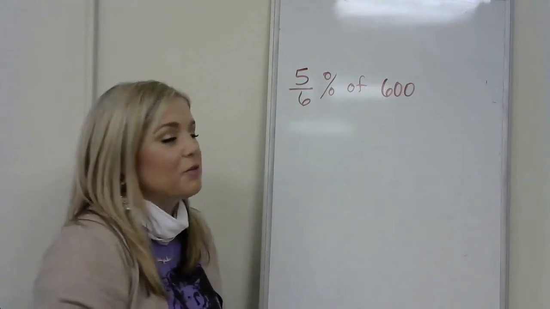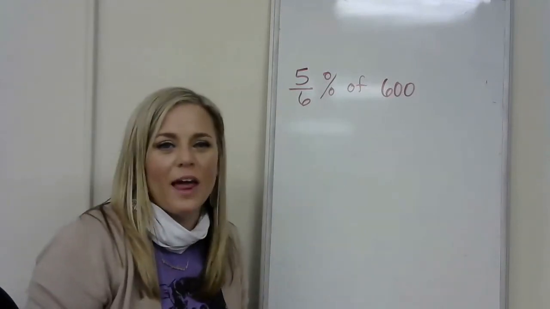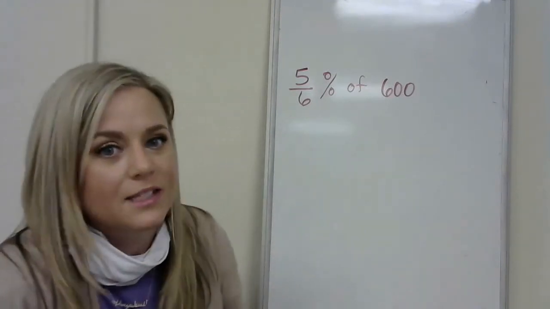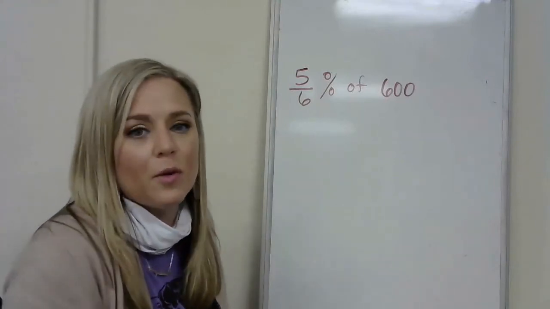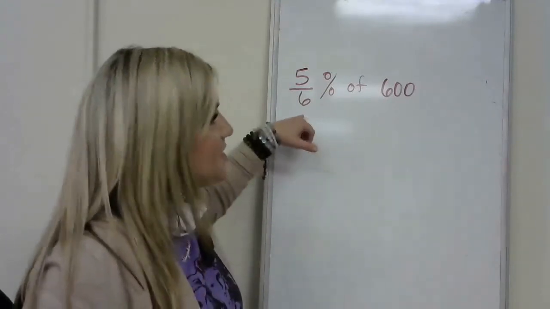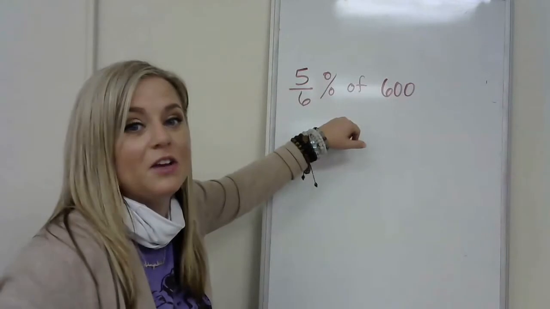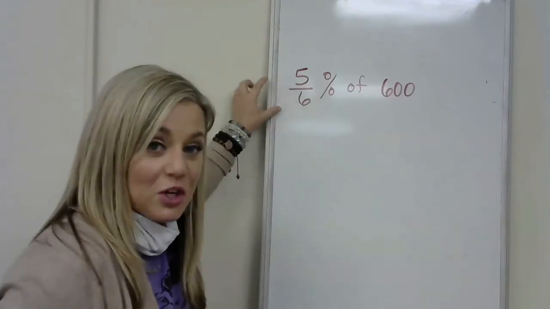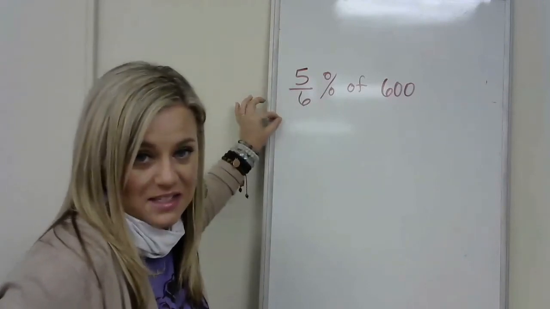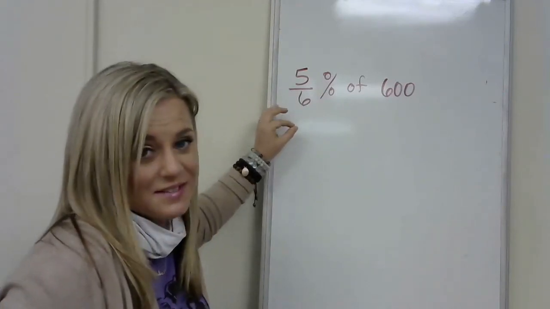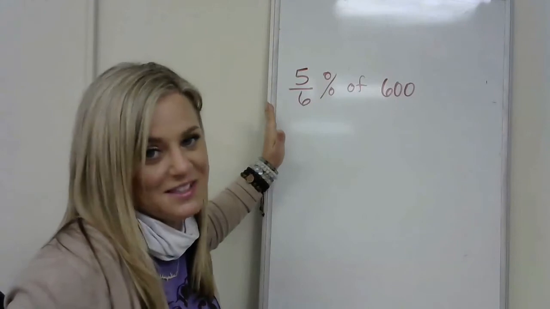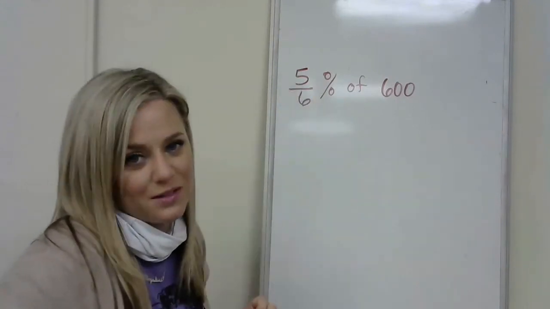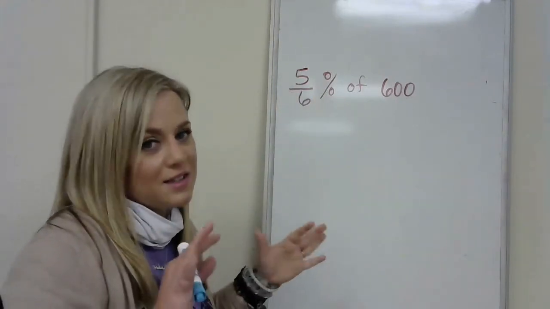Okay, so these are going to be just a little bit more difficult, and I wouldn't even really classify them as difficult, but here we go. So we've got 5/6% of 600. So we have a fraction. So we must turn that fraction into a decimal percent, and then move the decimal 2 places to the left, and then multiply it by 600. So it is a little bit confusing.